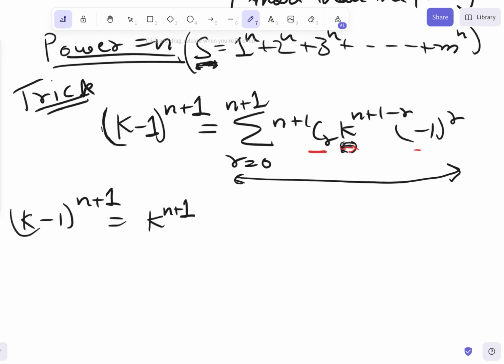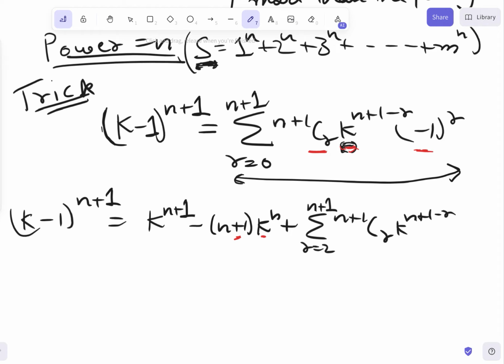Now the second term here would be n minus n plus 1 into k power n, and let's see how it is. So this part will become negative 1 because r is 1. Then this part will become k power n, and this part will become n plus 1. So we see that is true, and let's write the rest of the term like this. Now r will start from 2 because we already expanded the first two terms. K power n plus 1 minus r into minus 1 to the power r.